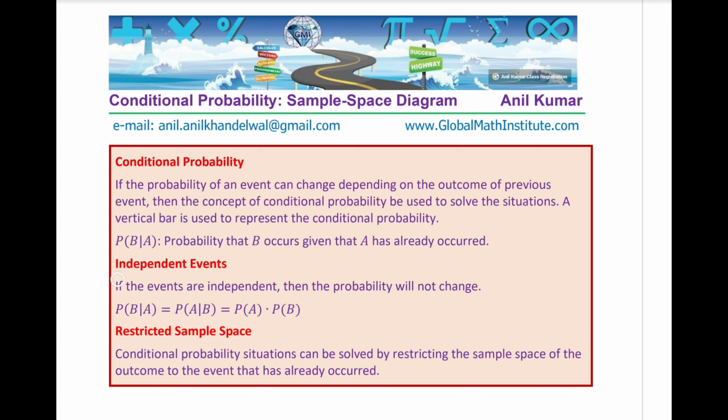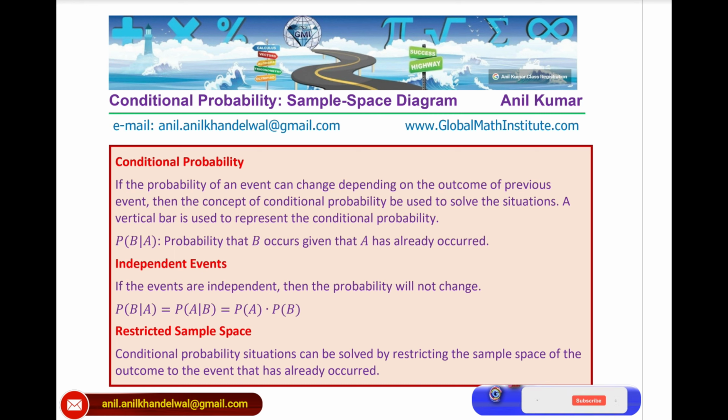It is also important to note what happens if the two events are independent. If the events are independent, then the probability will not change. That is to say, the probability of B when A has occurred will be the same as the probability of B, and the probability of both will be the product of the probabilities of A and B. You get the idea. So that is when the two events are independent.